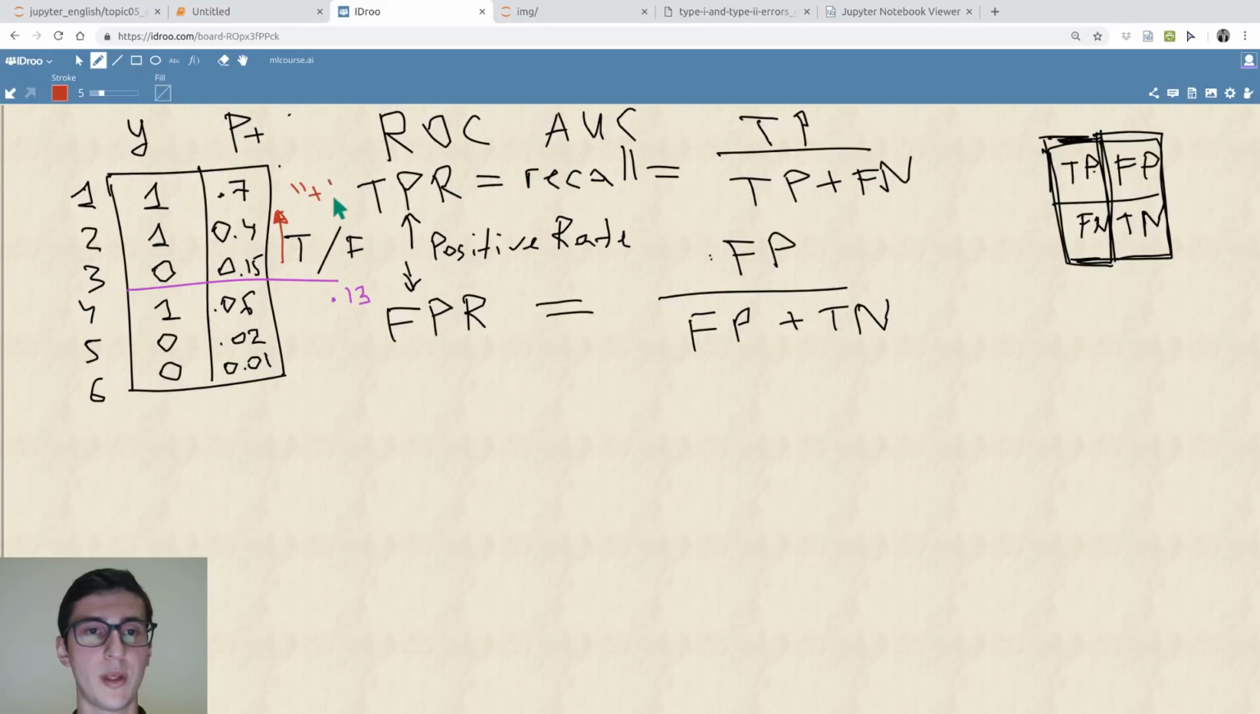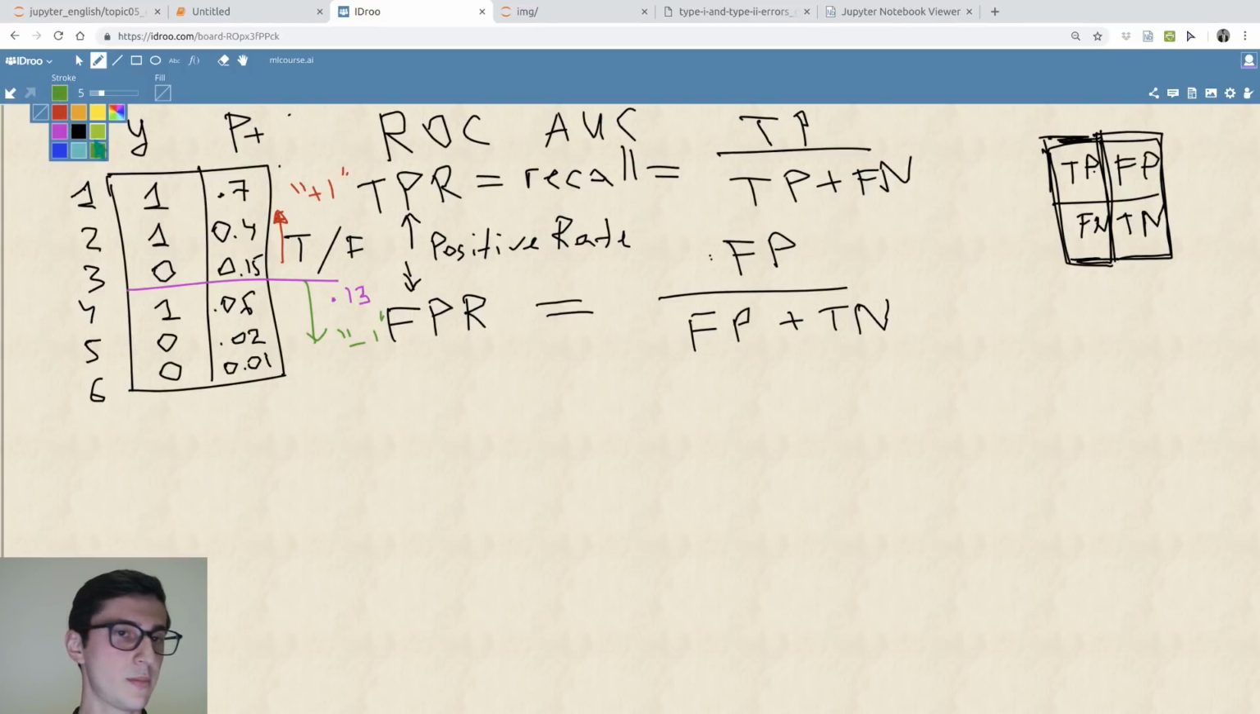So the prediction here will be +1, and all values below are going to be classified as negatives. Let's calculate true positive rate and false positive rate in this case. You see, for this value of threshold, you'll have predictions like that. I'll draw it in magenta, meaning that it corresponds to this threshold. So the prediction is going to be 1, 1, 1, 0, 0, 0.